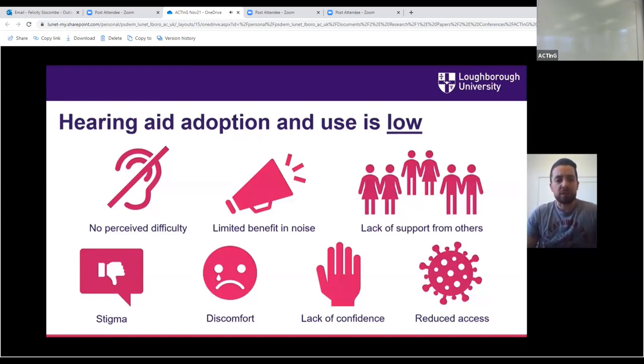Why are we interested in enhancing hearing loss self-management? One of the main reasons is that hearing aid adoption and use is extremely low. A large proportion of older adults who would benefit from using hearing aids fail to adopt them, and for those that do adopt them, a large number fail to use them regularly. There are a whole host of reasons why this is the case, and I'm showing you here just a selection that have been identified from the literature. As you can appreciate, this is a very complex and multifaceted issue.